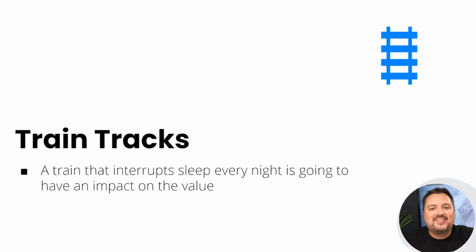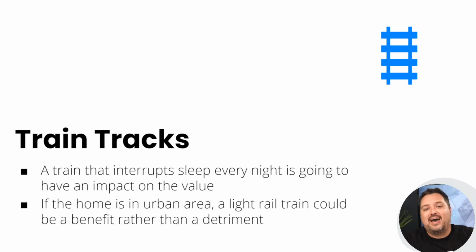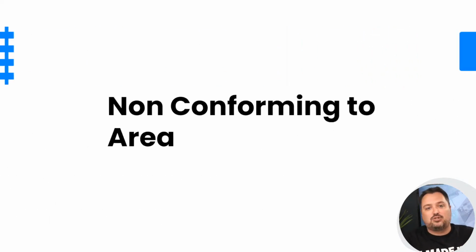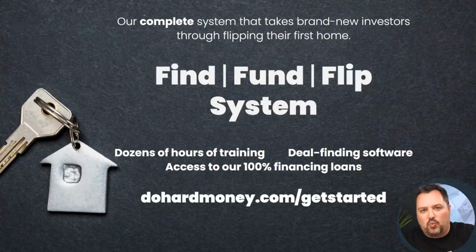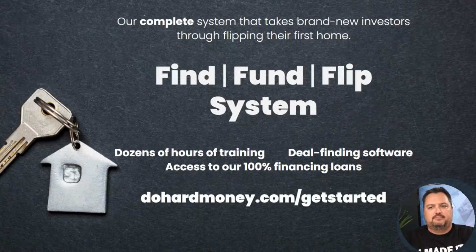Train tracks. A train that interrupts sleep every night is going to have an impact on the value. If the home is in an urban area, a light rail could be a benefit rather than a detriment. So you've got to know the area. Non-conforming to the area. This could be a single family house in the middle of duplexes. That's not something people are going to get real excited about.